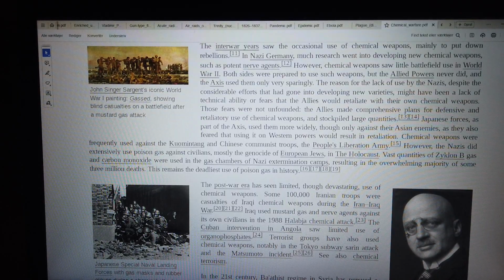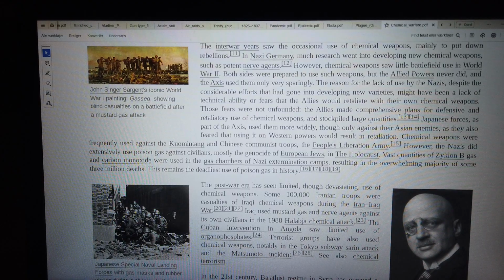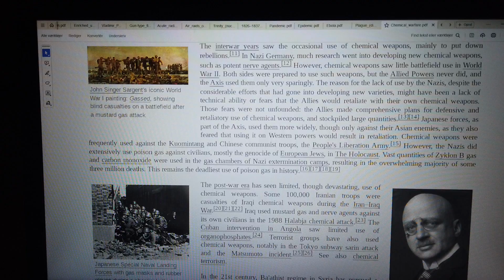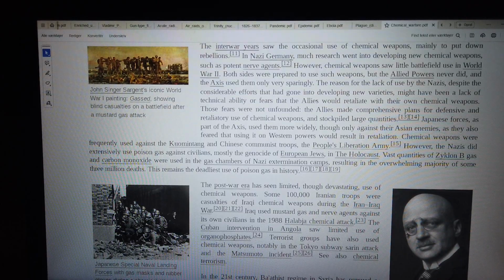Both sides were prepared to use such weapons, but the Allied powers never did, and the Axis used them only very sparingly. The reason for the lack of use by the Nazis, despite the considerable efforts that had gone into developing new varieties, might have been a lack of technical ability or fears that the Allies would retaliate with their own chemical weapons. Those fears were not unfounded. The Allies made comprehensive plans for defensive and retaliatory use of chemical weapons, and stockpiled large quantities.